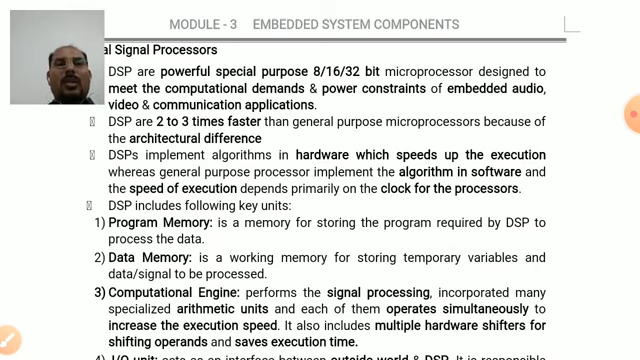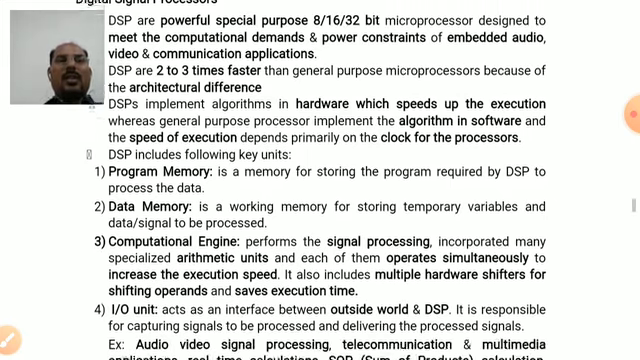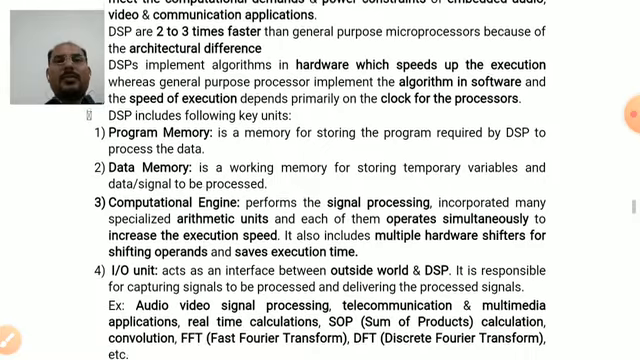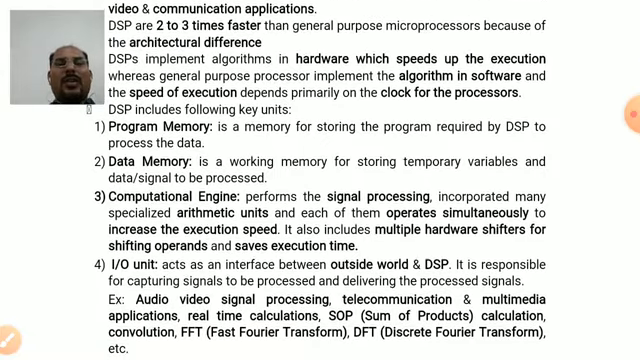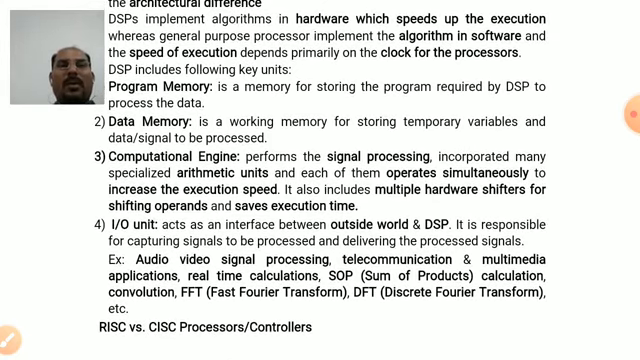DSPs implement algorithms in hardware, which speeds up the execution, whereas general purpose processors implement the algorithm in software. And the speed of the execution also depends on the clock of the processor. A DSP includes the following key points. First is the program memory, which is used for storing the program required by the DSP.